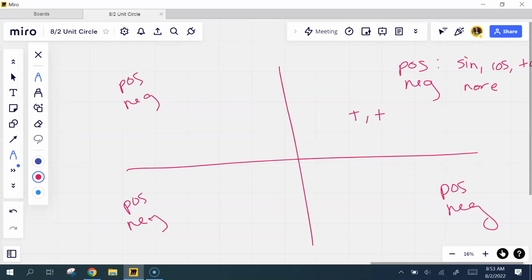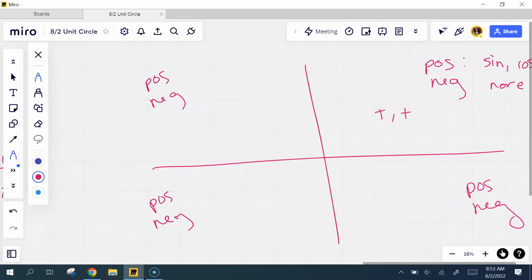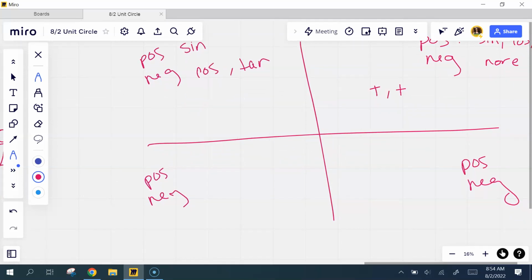What's positive in quadrant 2? Sine, because it's the y values. Well, that leaves cosine to be negative, and what happens to tangent? It's negative, because you got a negative divided by a positive. How about quadrant 3? What's positive? Why is tangent positive there? That's exactly right, because cosine and sine are both negative there.